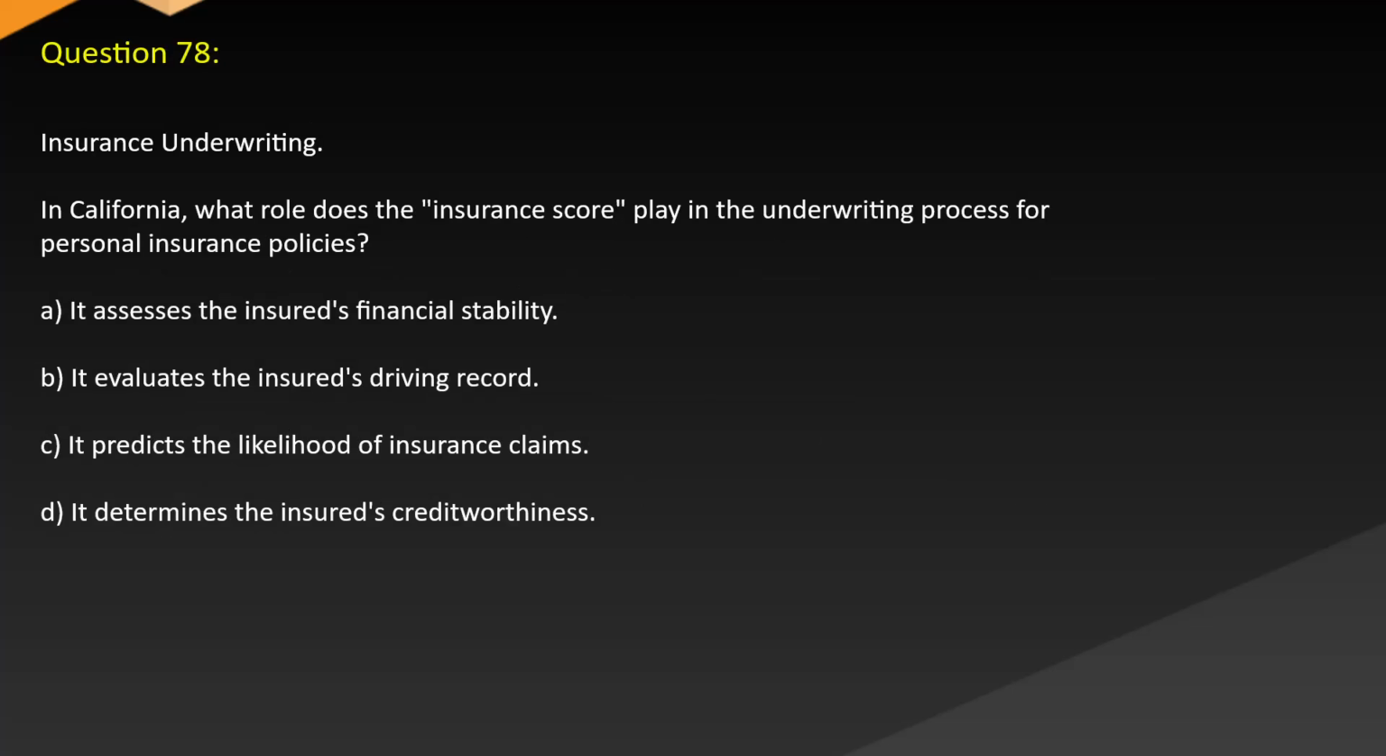Question 78. Insurance underwriting. In California, what role does the insurance score play in the underwriting process for personal insurance policies? A. It assesses the insured's financial stability. B. It evaluates the insured's driving record. C. It predicts the likelihood of insurance claims. D. It determines the insured's creditworthiness.